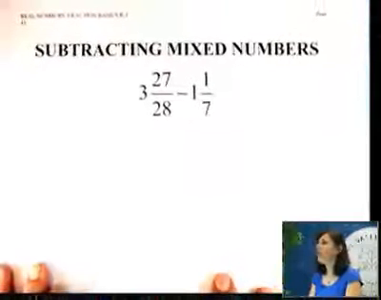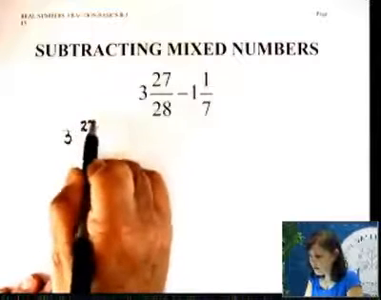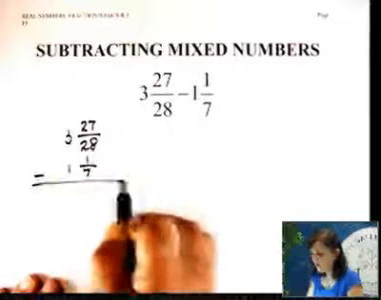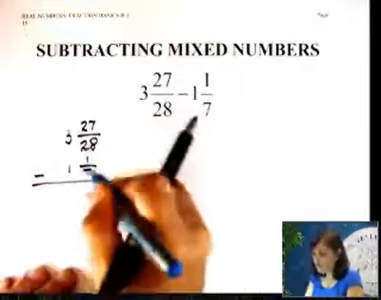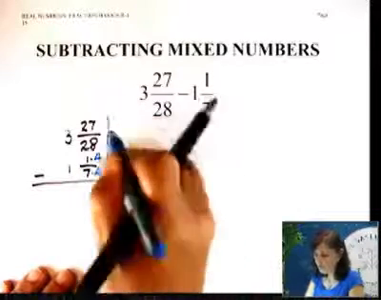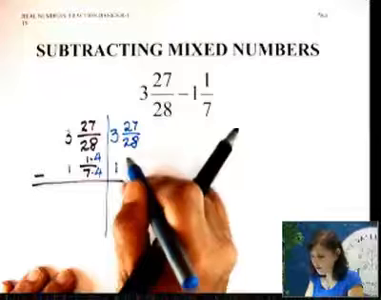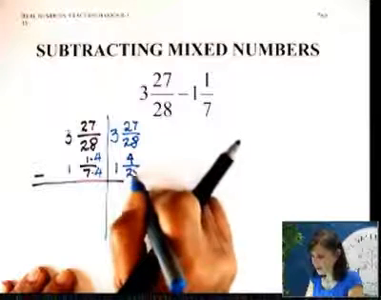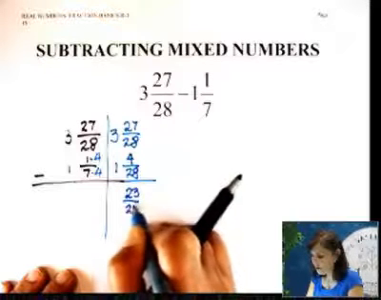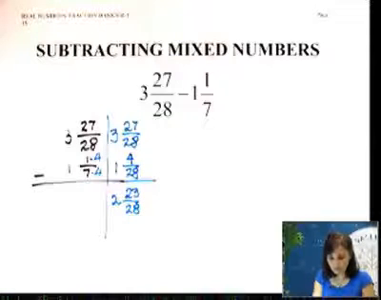Okay, let's do one with the unlike portion of the fractions. 3 and 27 over 28. 1 and 1/7. Okay, I need to match the denominators. Here we go. Multiply this by 4. Multiply this by 4. Rewrite. 3 and 27 over 28. 1 and 4 over 28. 27 minus 4, that's 23. And 3 minus 1, that's 2. And there is nothing I can do to simplify.